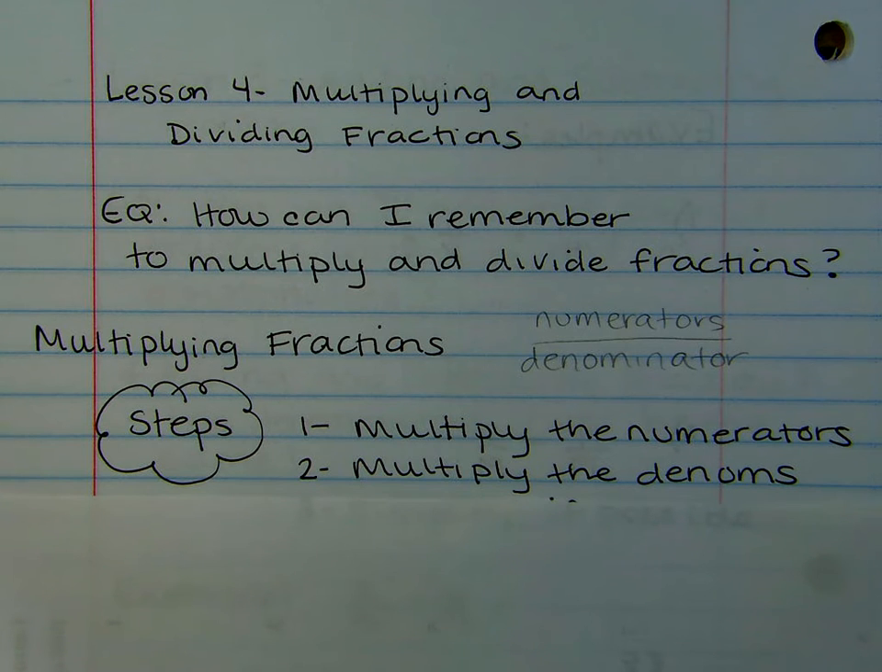Our second step is we're going to go ahead and multiply the denominators. Now remember, I like writing denoms for short. This way, I don't have as much stuff to write, and it kind of helps. Okay, so again, my steps are to multiply the numerators for step 1. And step 2 is to multiply the denoms or the denominators.